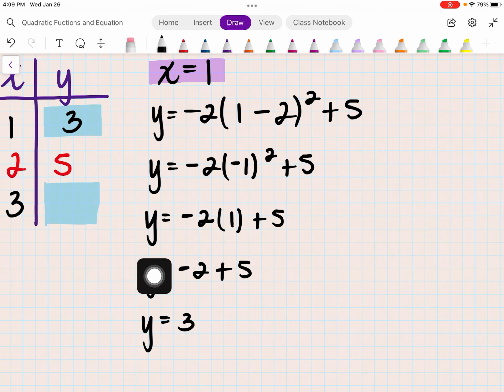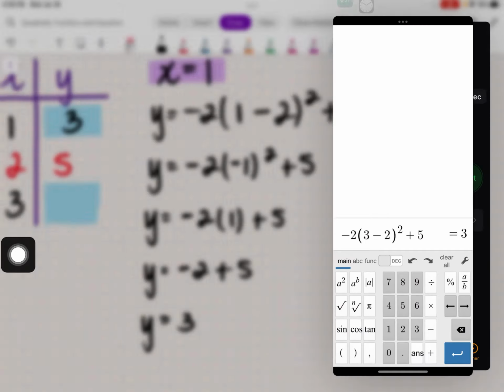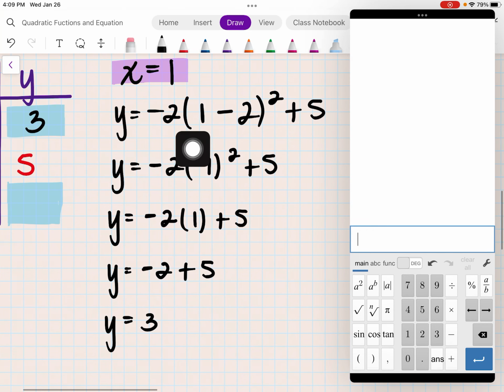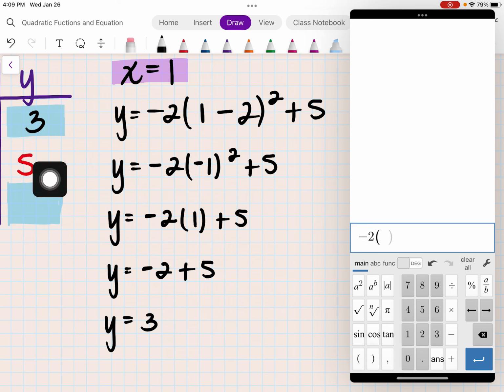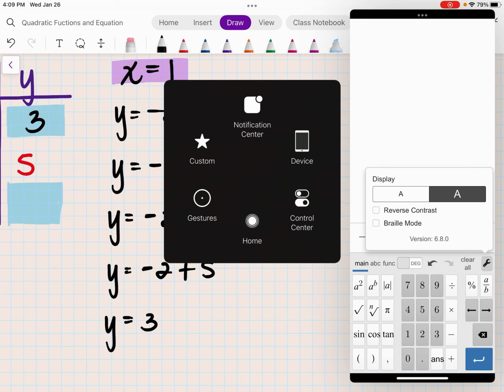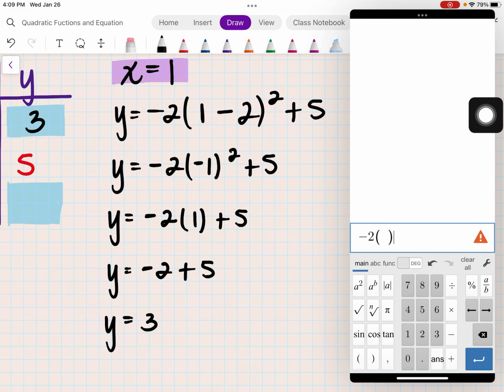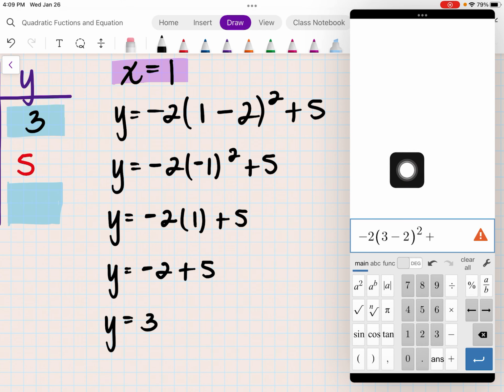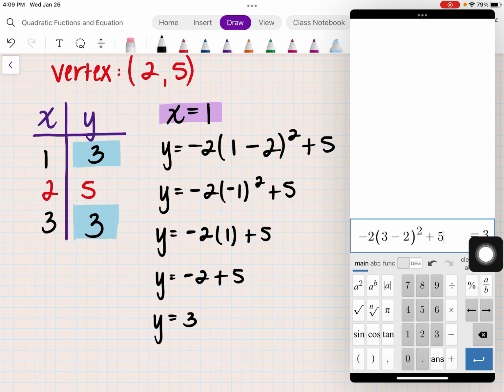Now, let's go ahead and see for the 3. I'm not going to show the work here, but I'm actually going to go ahead and type it in. And in this case, guys, instead of writing a 1, I'm going to actually write in a 3. So I have a negative 2 times, I'm doing this in the calculator over here, times 3 minus 2 squared plus 5. When I put the 5 in this case, guys, I should be getting the same answer here. And in this case, we do. So like I said, guys, because 1 and 3 are the same distance away from our vertex, which here is 2, 5, they should be having the same y value.